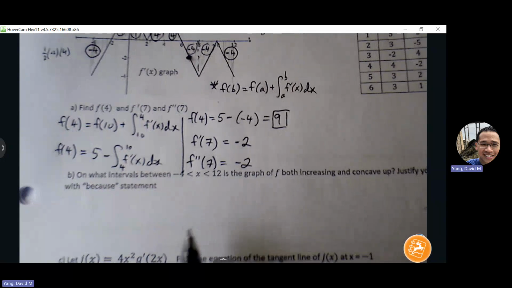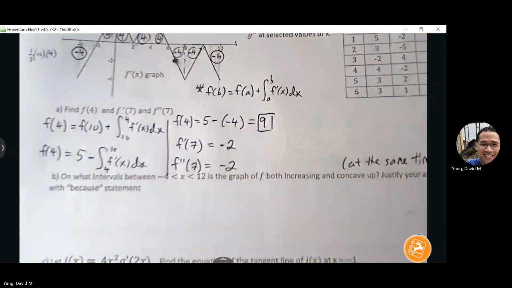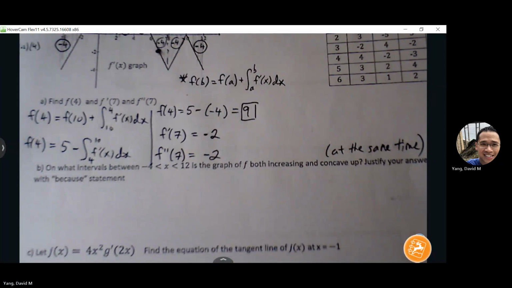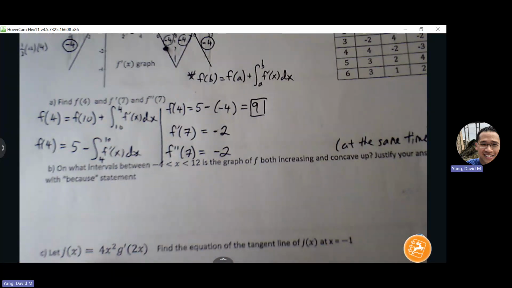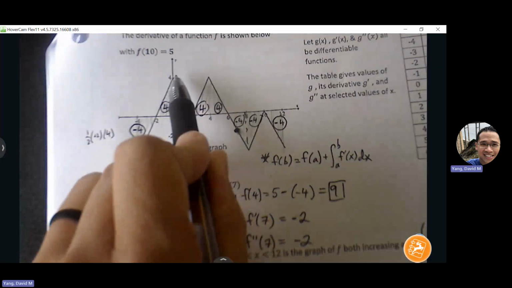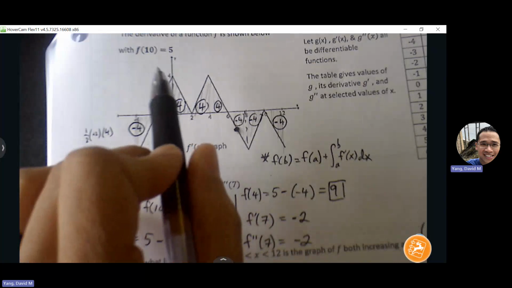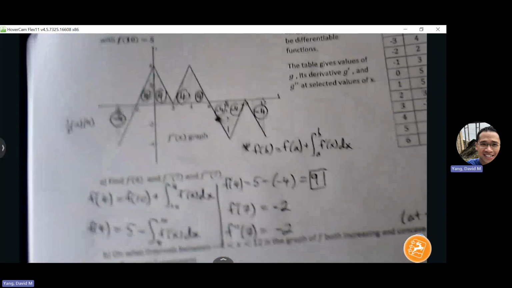Okay. On what interval between negative 4 and 12 is the graph of f both increasing and concave up at the same time? So if we remind ourselves, this is the derivative graph. We can't just look at this graph and say, okay, increasing, there's my increasing. That's different, right? This is not the shape of the original graph. This is the shape of the derivative graph.